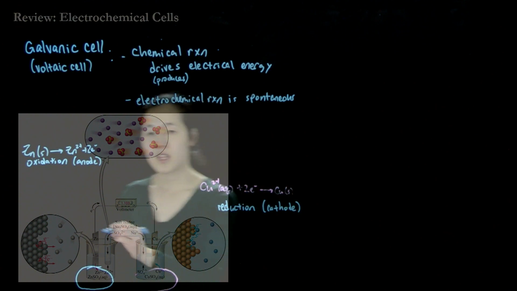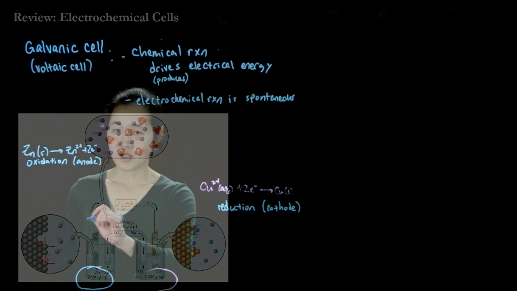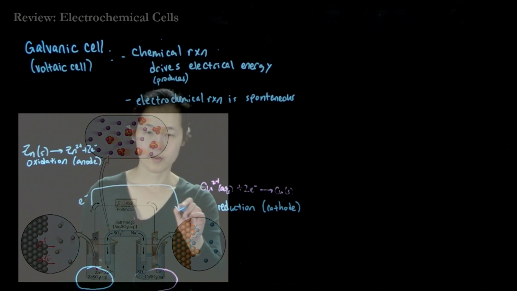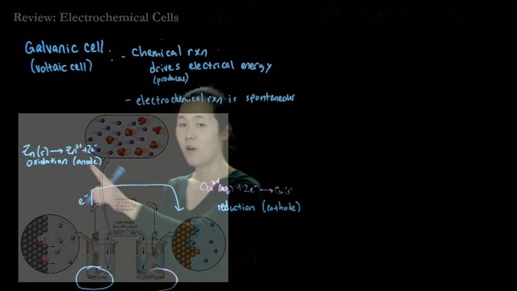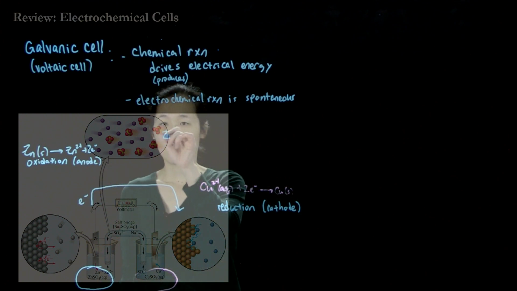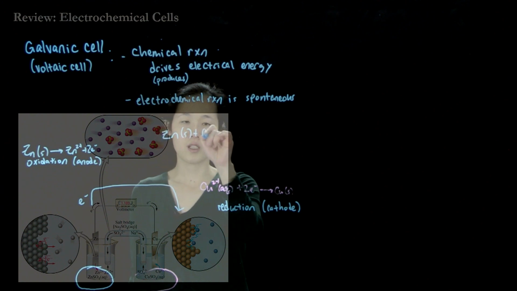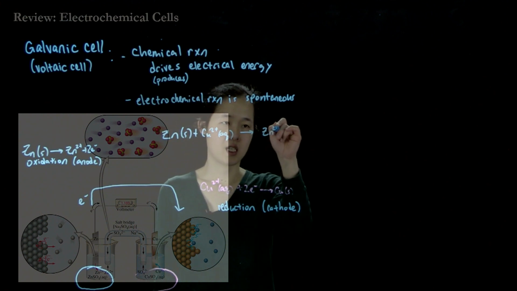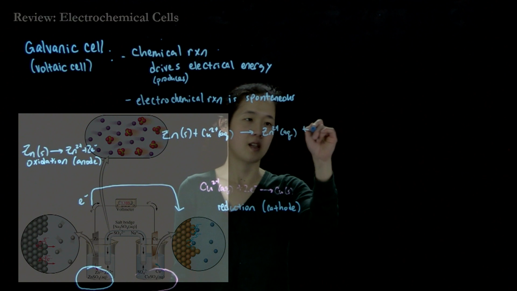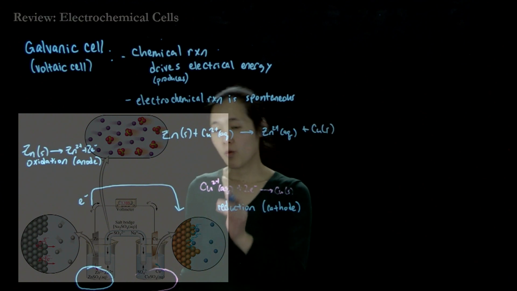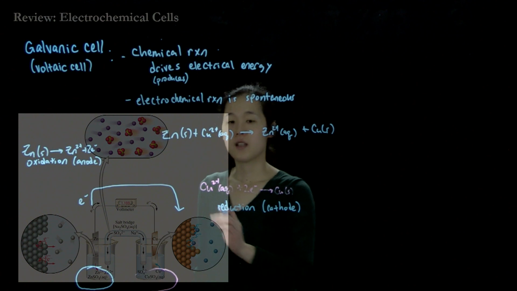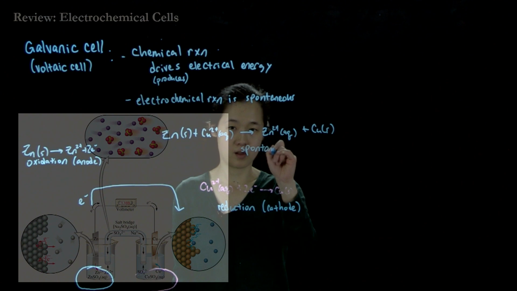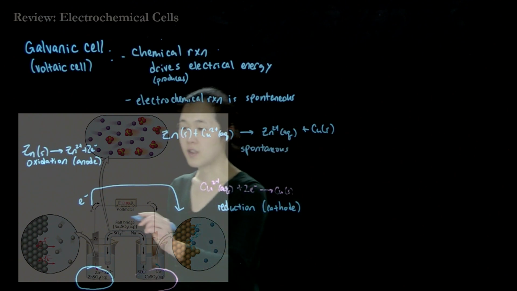What happens is that when this reaction occurs on the left here, then electrons go this way, go here, and this way. So overall, this balanced reaction is zinc solid plus copper 2+ aqueous goes to zinc ions and copper metal. And so what we're saying here is this is a galvanic cell. Overall, this reaction is spontaneous. And the electrons are flowing this way.